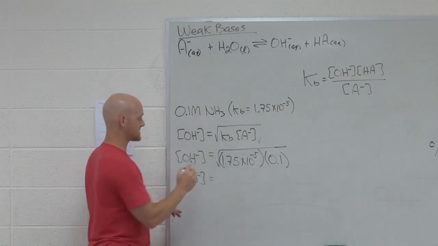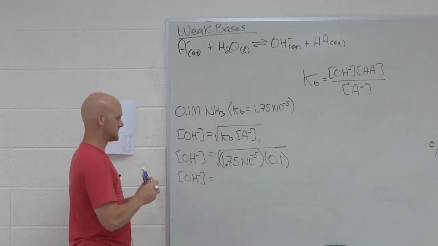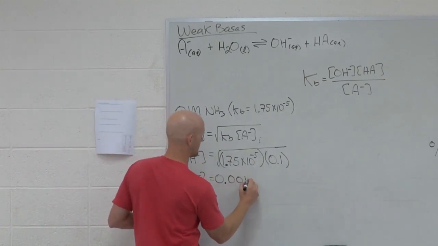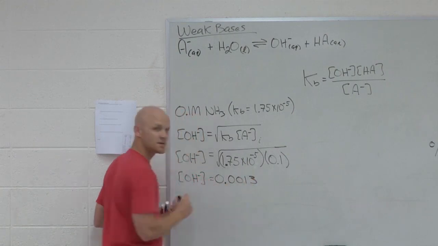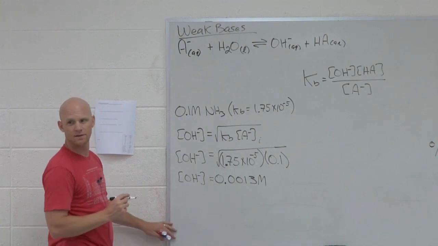Somebody get me an answer for that. I picked the numbers conveniently so that it would come out pretty close to the last one. 0.00 what? Good. Looks familiar, doesn't it? And so then what can I get from here?